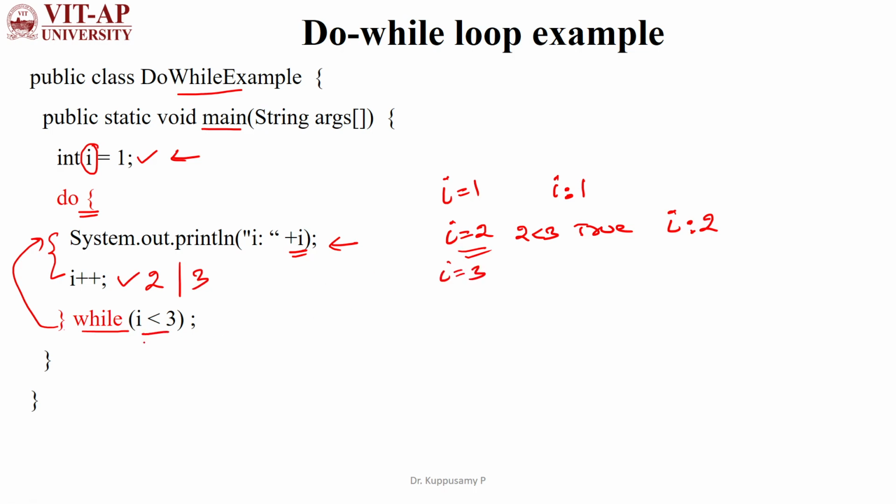Again it is checking i less than 3. So 3 less than 3 becomes false. Once it is false, it will not go back. It will come out of the do while loop.